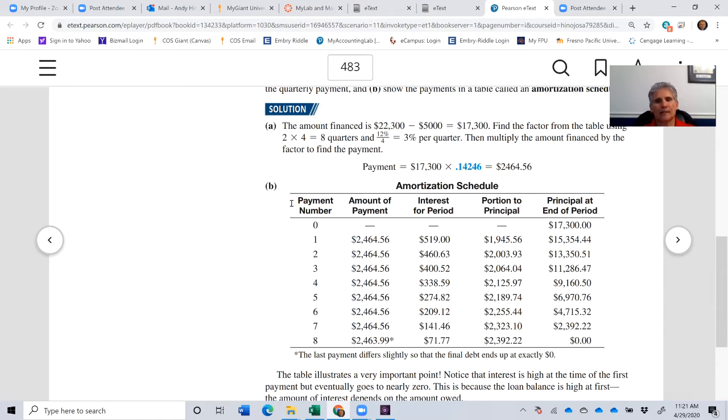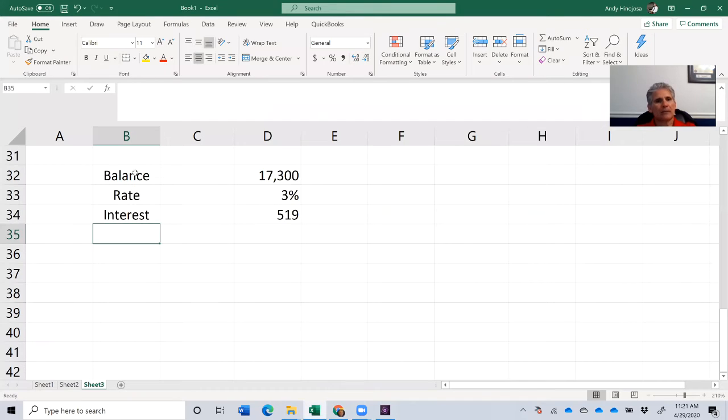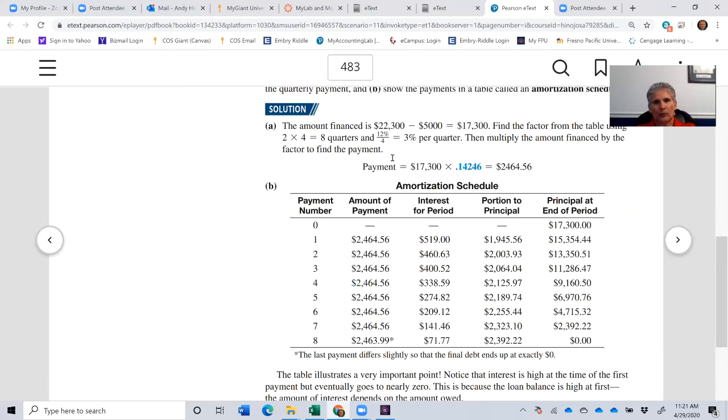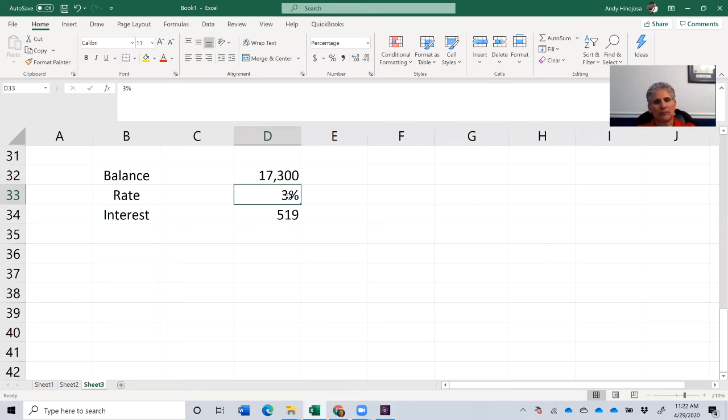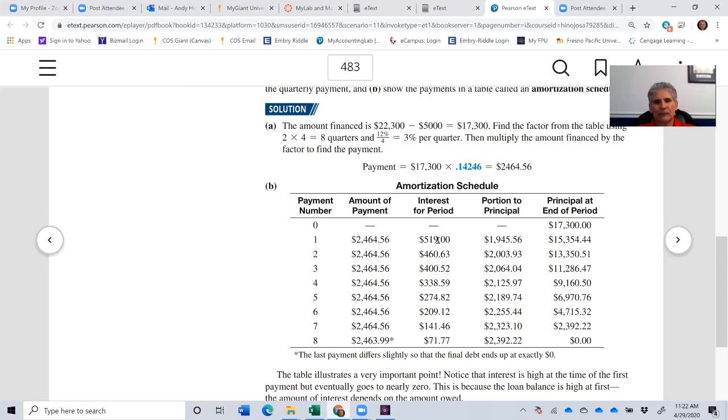Okay, now we have an amortization schedule. At year 0, the balance is $17,300. We're just going to compute the very first payment, and then from there we can just run with it. We know that for the first payment we still owe $17,300, so we compute the interest based on that. We'll take the balance of $17,300 and multiply it by the quarterly rate of 3%, which we came up with earlier. That gives us $519, which gets plugged in as the interest for that period.